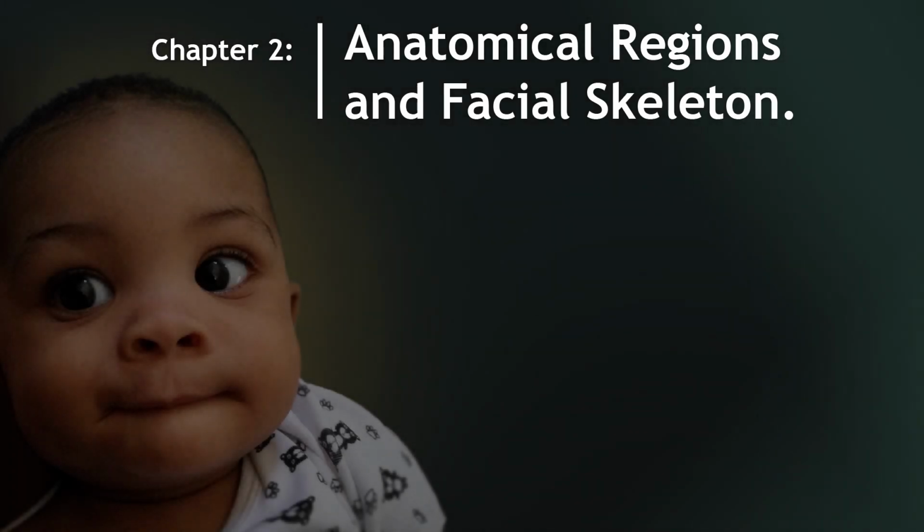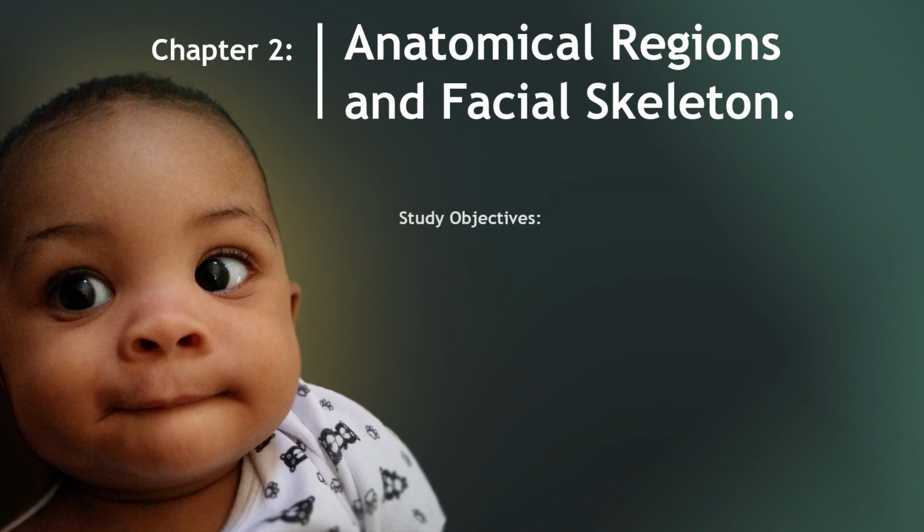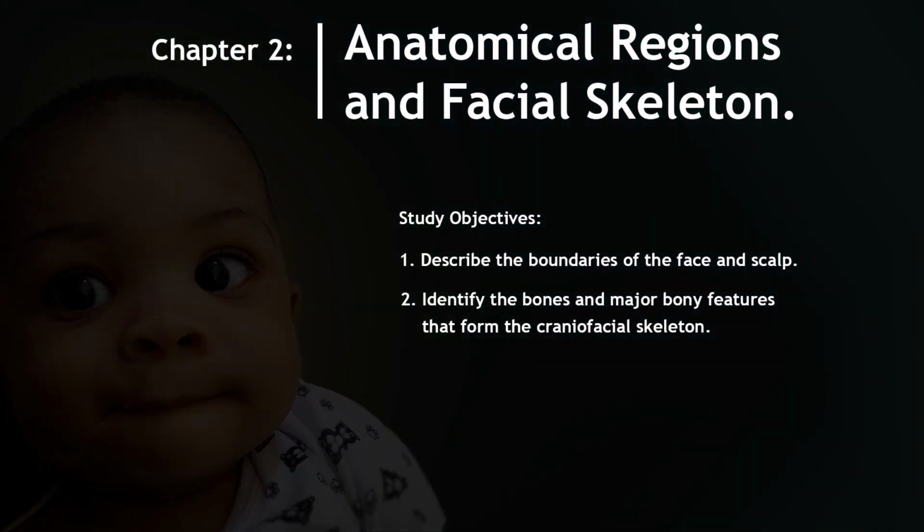Chapter 2 defines the anatomical boundaries of the face and scalp and describes their underlying skeletal components. There are two study objectives here. First, describe the boundaries of the face and scalp. Second, identify the bones and major bony features that form the craniofacial skeleton.